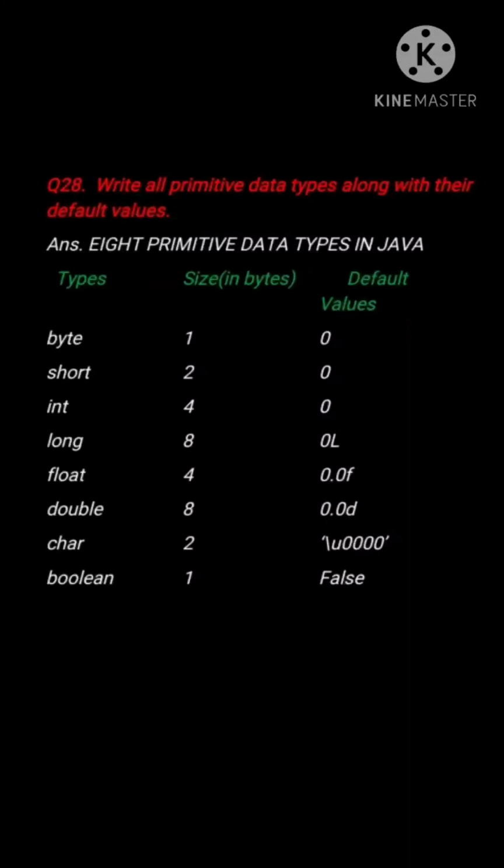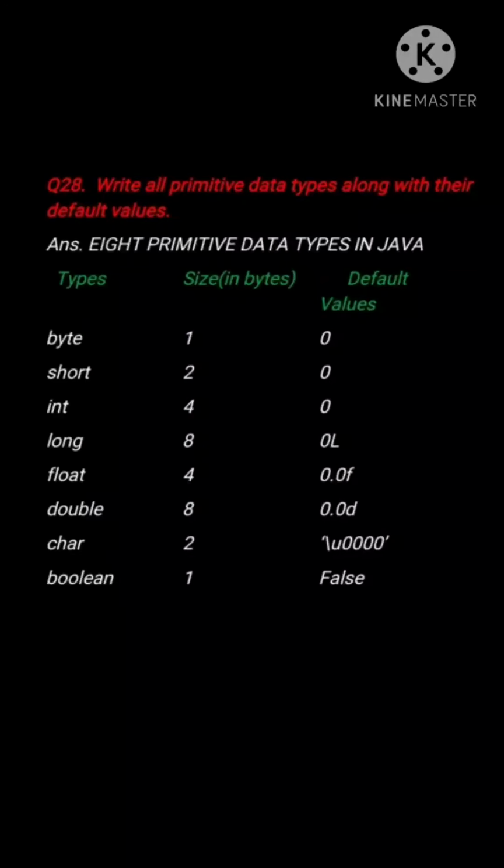The next question: what are the primitive data types? I hope you have already gone through the primitive data types. There are 8 primitive data types: byte, short, int, long, float, double, char and boolean. For byte, the size is 1 byte, short 2 bytes, int 4 bytes, and so on.